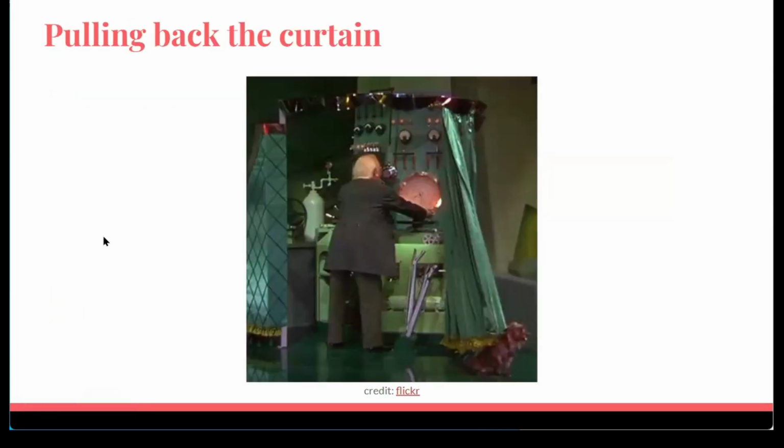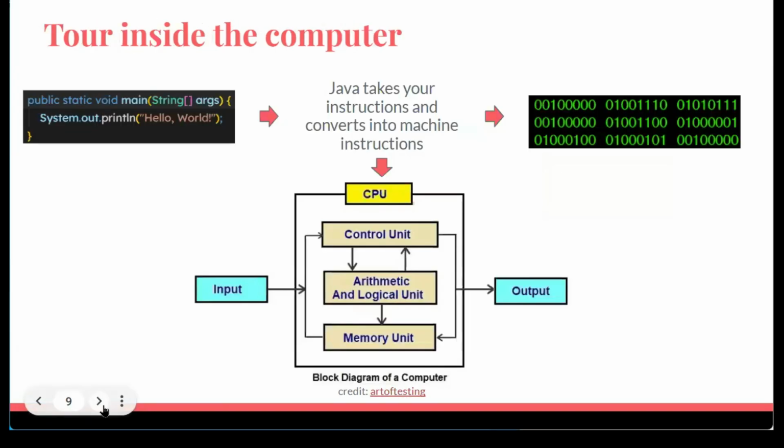Computers can do amazing things. I think it's still pretty magical, but like the Wizard of Oz, behind the curtains are people and simple devices making the magic happen. Let's take a tour inside the computer to see what's going on so you can build a better mental model. This is the vaguely English-like code that you have written. Java takes your high-level instruction and converts it to machine instructions. All these zeros and ones are put into the memory unit of the central processing unit.